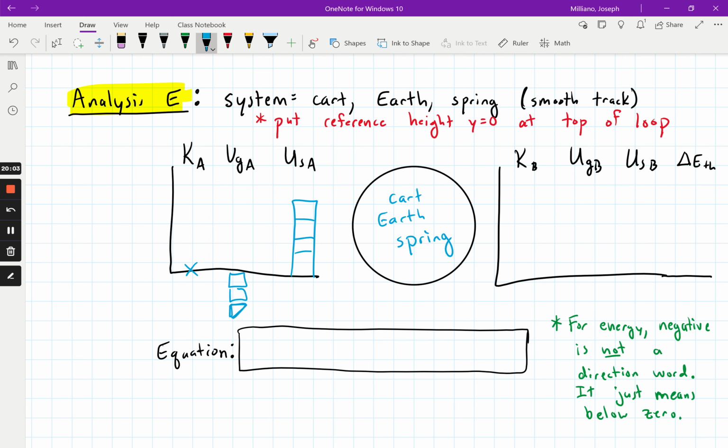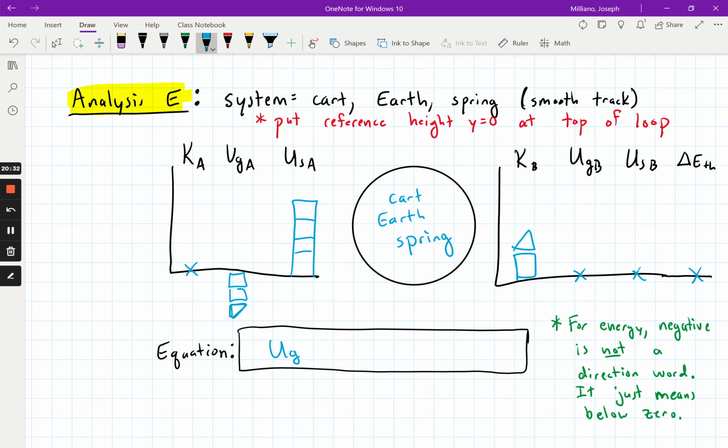And then the spring launches the cart, it goes around the loop. At snapshot B, the cart has the same 1.5 blocks of kinetic energy that it's always had. It's now at the reference height, and so now its gravitational potential energy is 0. The spring potential energy also 0, and we're back to a smooth track. And so our equation in analysis E looks like this.